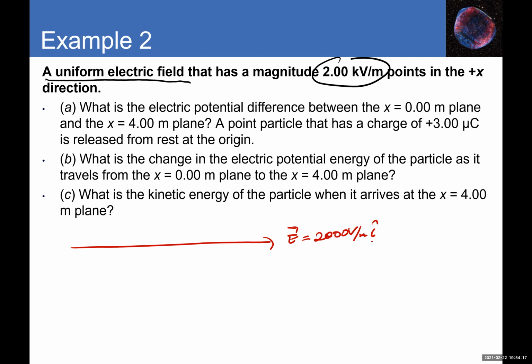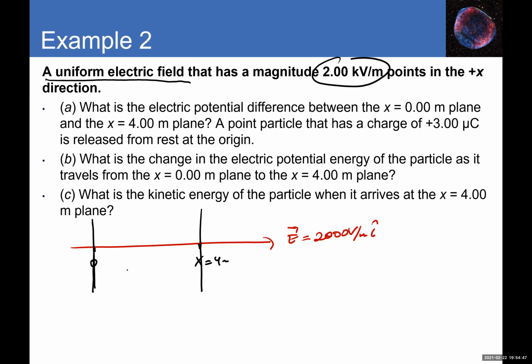Then it says, all right, what is the electric potential difference between the x equals 0 meter plane and the x equals 4 meter plane? That means taking this to be the origin, I can describe this as a plane like that, but looking from the side. And then here's another plane, x equals 4 meters.